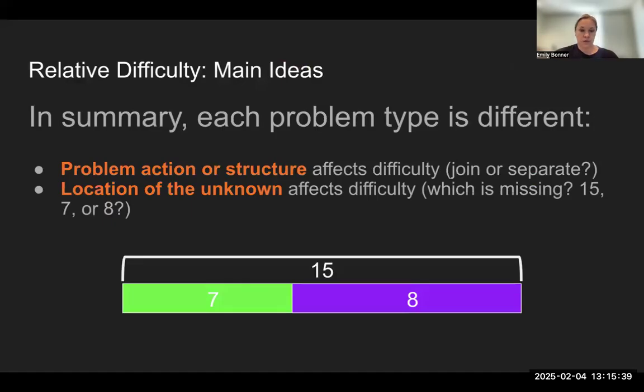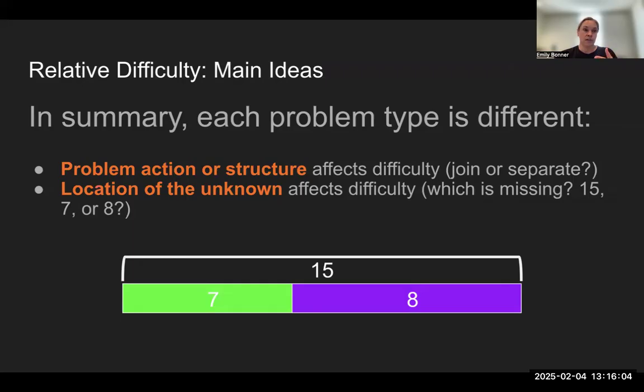So here, just as a summary, the two important parts that we're going to be talking about in CGI are the problem action or structure. Meaning, is it easy to follow the action of the story? Are they joining? Are they separating? What information is given? And is that action easy to follow? So is it a story that tells me what to do?